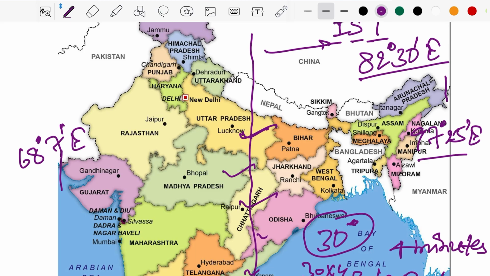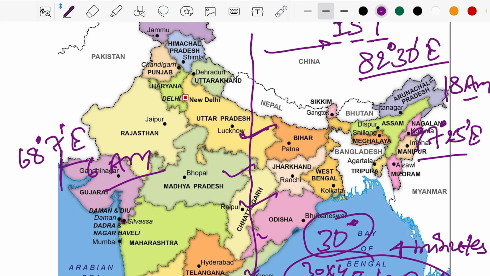So you can see, if you are standing over here and you have a clock showing 6 o'clock in the morning, here it will show 8 o'clock in the morning. So there is a gap of 2 hours. So within India you can have a time difference and a time lag.